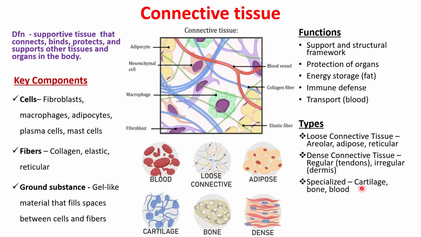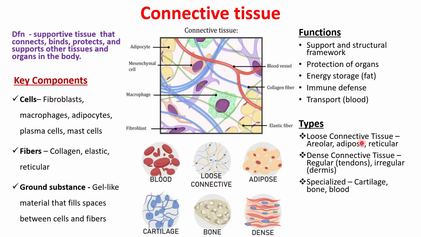Under specialized connective tissue, we have cartilage that you can see here. Of course, we have three types of cartilages. We'll look at that later, or you can look at our videos on the various types of cartilages. Then you have bone, which is a specialized connective tissue, so you have a video on the same. And then you have blood as a third type of specialized connective tissue.